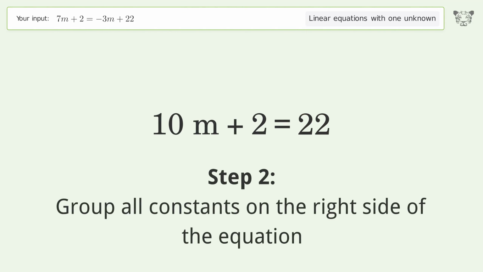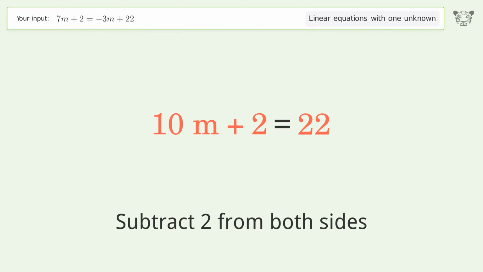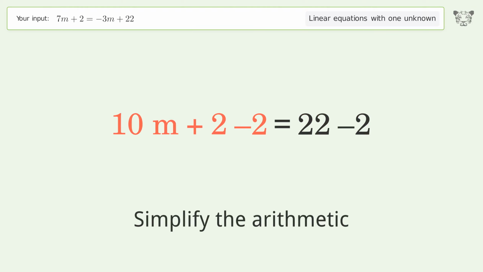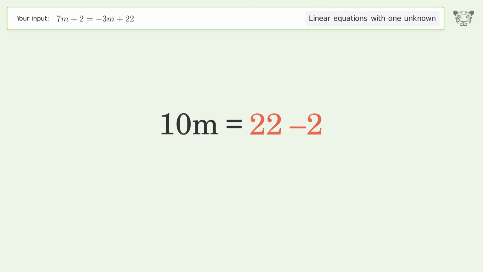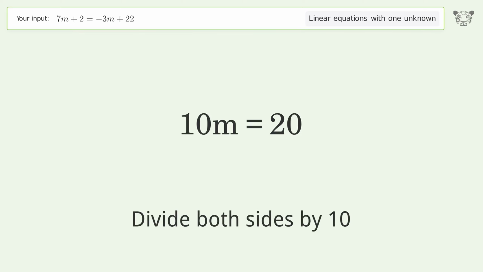Group all constants on the right side of the equation. Subtract 2 from both sides. Simplify the arithmetic. Isolate the m. Divide both sides by 10.